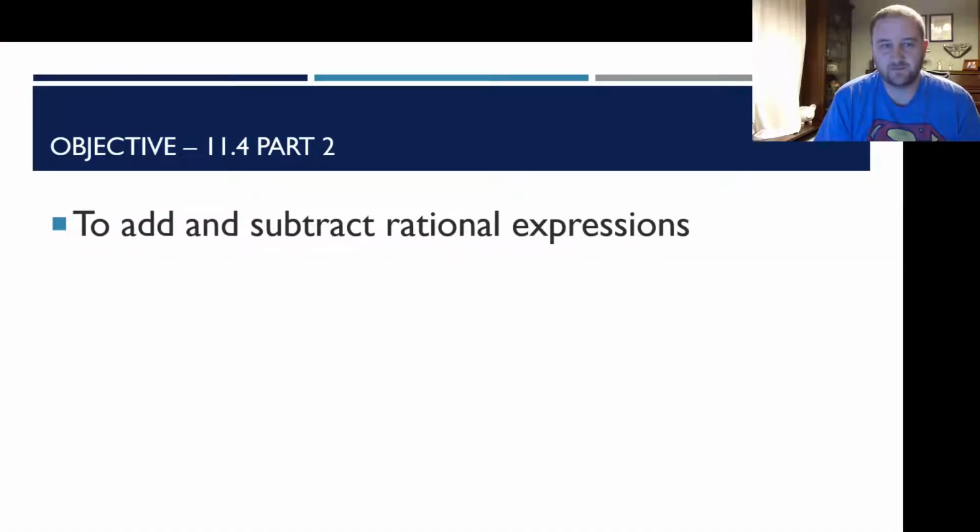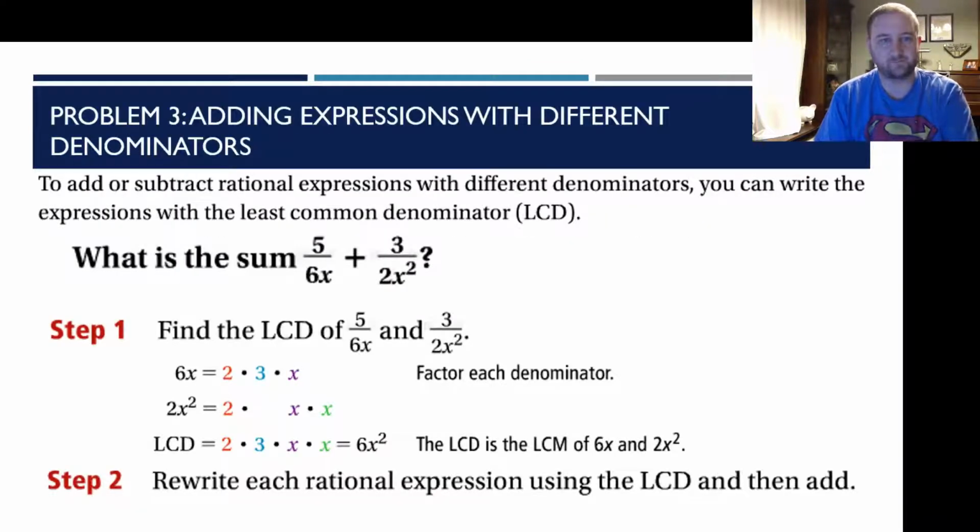Let's go ahead and jump into this lesson. This is a continuation of Monday's lesson when we were adding and subtracting rational expressions. So we are going to continue that today and finish that up. Okay, problem 3. Adding expressions with different denominators.